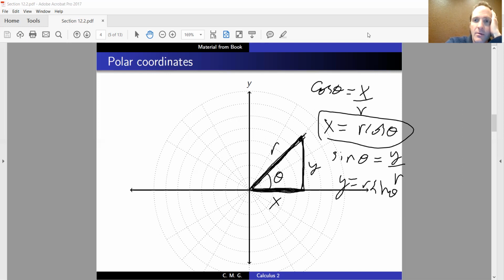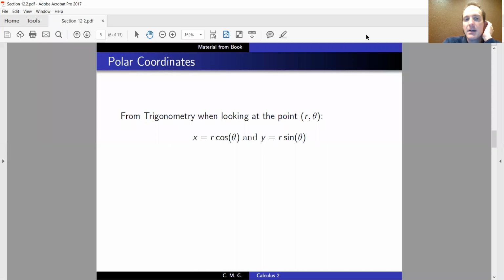So this is nice. What we get out of this is, if I have an r and a theta, I can tell you the x and the y value at that point. So I can convert from polar coordinates back to these Cartesian coordinates, the x and the y values.